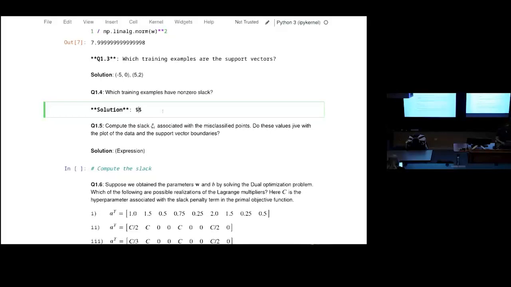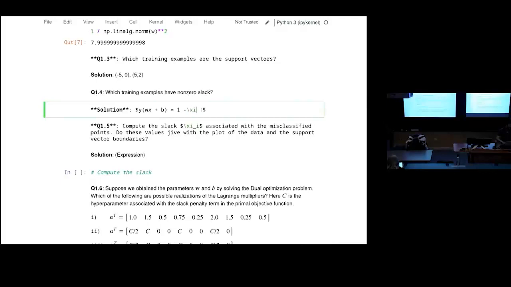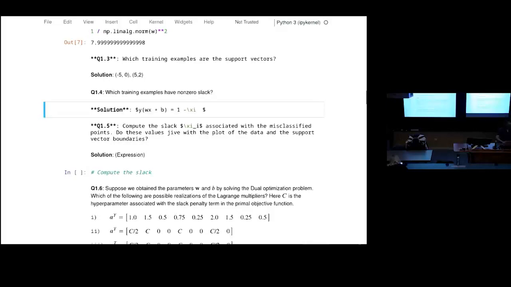So in math, we just basically write WX plus B, and this one we multiply by Y. And this one should be equal to 1 minus the slack, which is going to be zeta here. I forgot which one. Yeah, zeta. No, not zeta. Psi. All right. So on the dashed lines, we are getting the slack equal to 0, because on the dashed lines we get this equation. Okay?